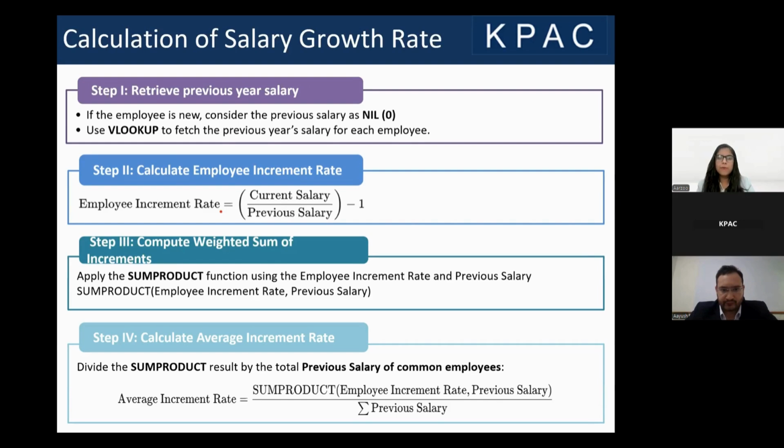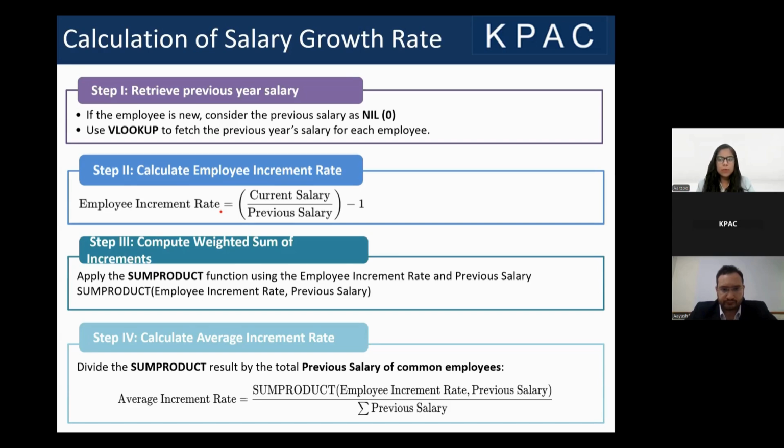Moving on to step 4, this is the final step to compute the average increment rate for the entire organization. We do this by dividing the weighted sum of increments that we have arrived at from the previous step by the total previous salary of common employees. Common employees means those employees who were employed in both the periods. The average increment rate formula is mentioned here, which is the SUMPRODUCT of employee increment rate and the previous salary, divided by the sum of the previous salary.